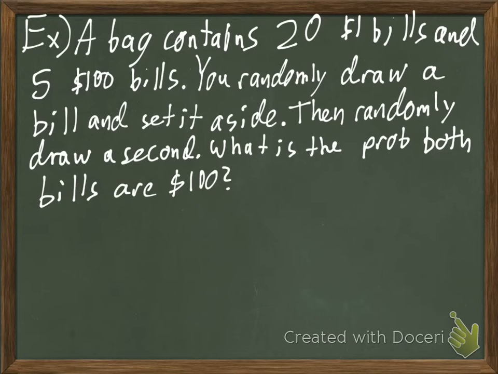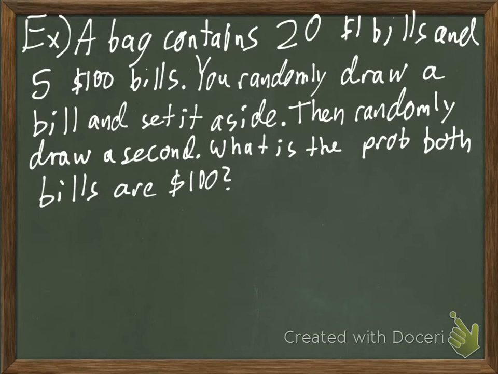So let's just do an example here. We have a bag containing 21 $1 bills and 5 $100 bills. You are going to randomly draw a bill and set it aside. Then randomly draw a second. What is the probability both bills are $100?